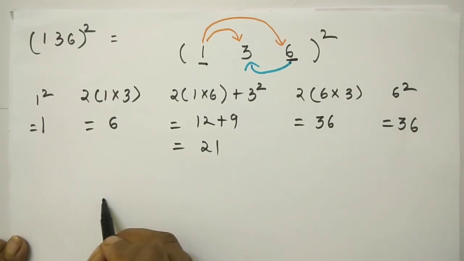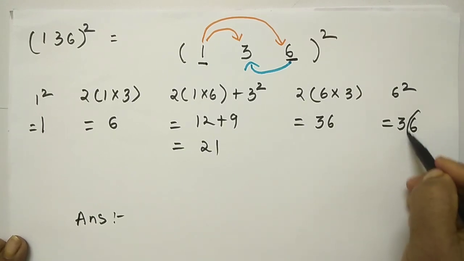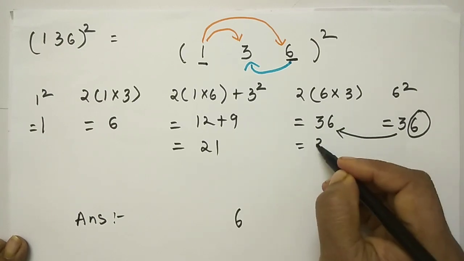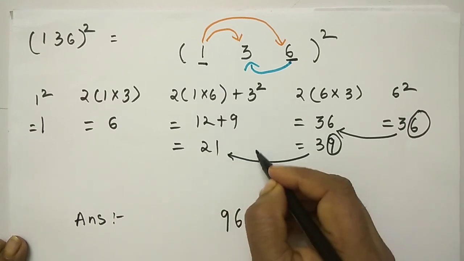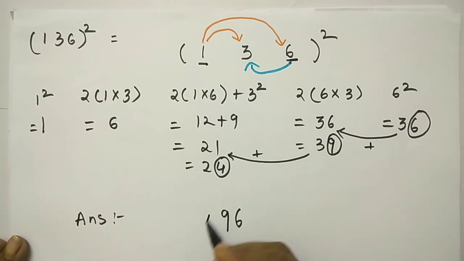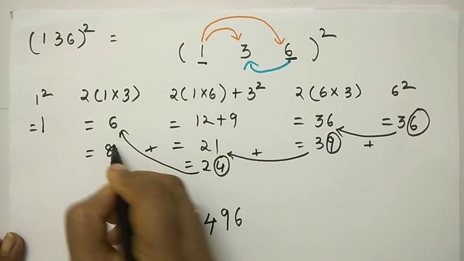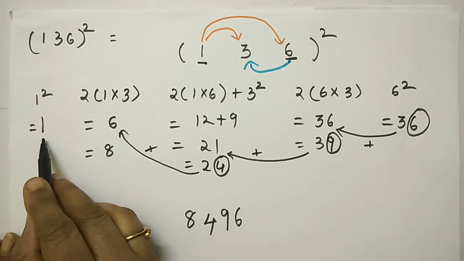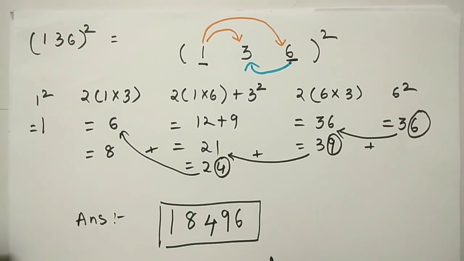Now observe how I write the answer. I will write first here 6. Carry this 3 here. This becomes 39. Now again carry this 3 here. This becomes 24. So write down here 4. Now carry this 2 here. This becomes 8. And next, nothing is there to carry here, so simply write down 1. So the answer is 18496.